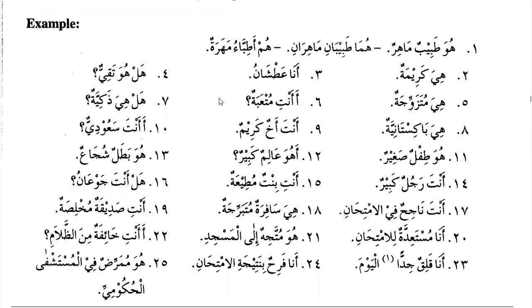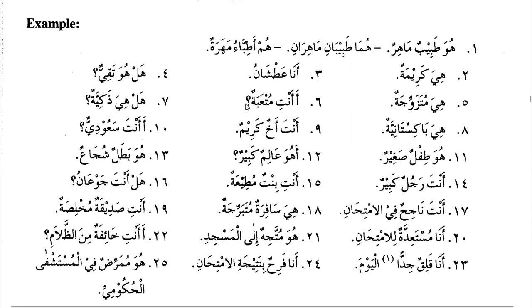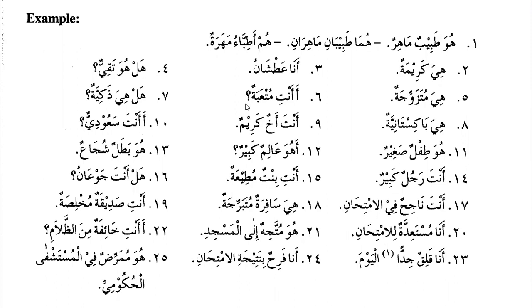Hel huma zakiyatani. First read the singular sentence. Hel hiya zakiyatun? Is she intelligent? Hel hiya zakiyatun. Hel huma zakiyatani. Hel hunna zakiyatun. Hiya Pakistaniyatun. Huma Pakistaniyatani. Okay. Hunna Pakistaniyatun.